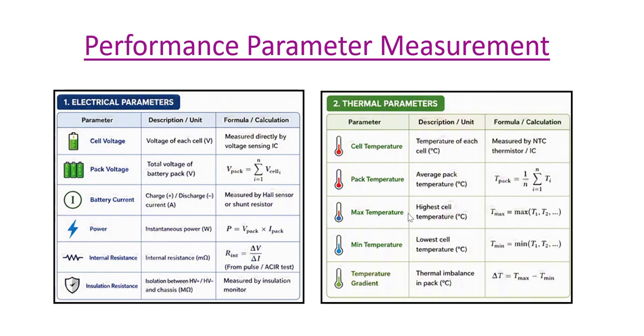Then next one is the temperature gradient. This is the difference between maximum and minimum temperature values, and a high temperature gradient indicates uneven cooling and poor thermal balance, which can reduce battery life. So with this, thermal parameter is over.